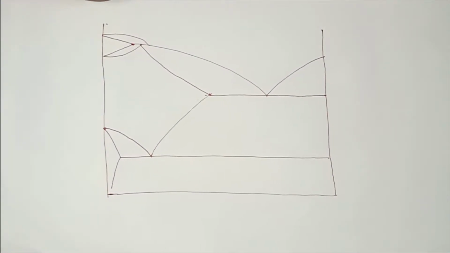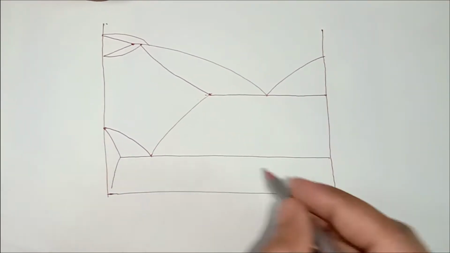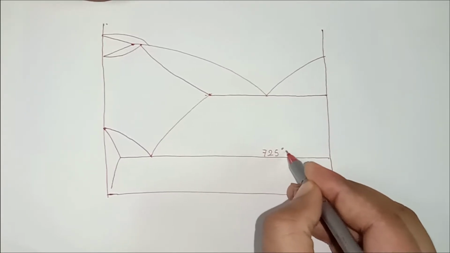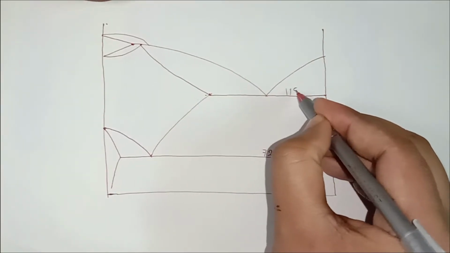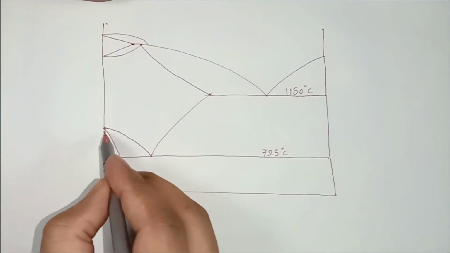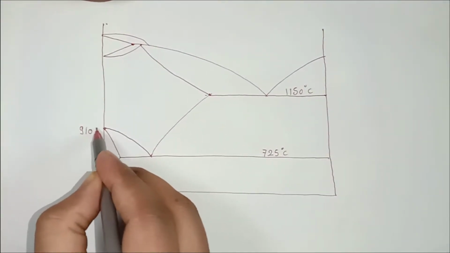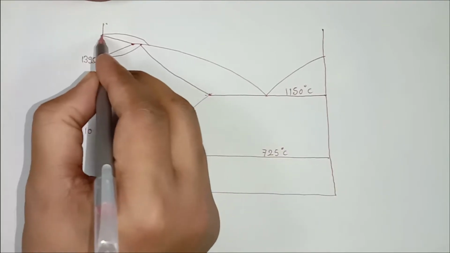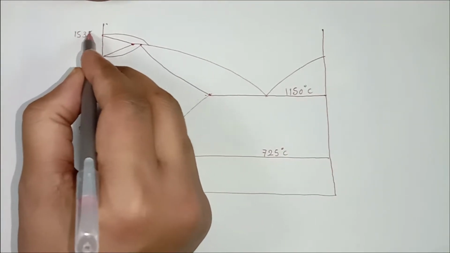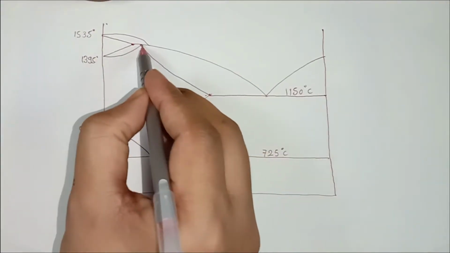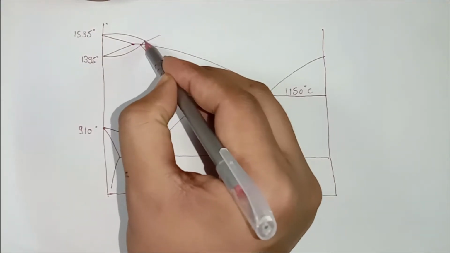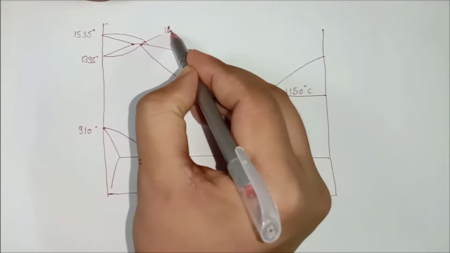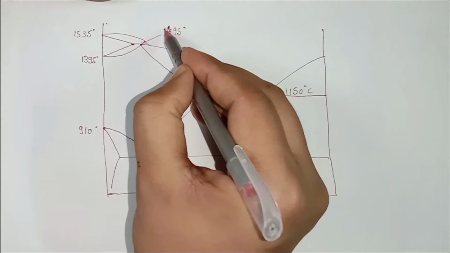Now we will write temperatures. This line is 725 degrees Celsius. This is 1150 degrees Celsius. This point is 910 degrees Celsius. This is 1395 degrees Celsius. This one is 1535 degrees Celsius. This point is 1495 degrees Celsius.